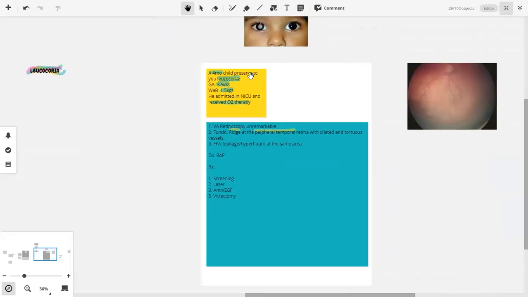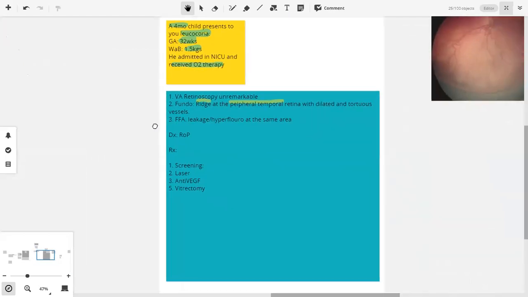So on the basis of this history and the examination finding of abnormalities at the peripheral part of the temporal retina, we will have our diagnosis of retinopathy of prematurity. How do we prevent this disease? We prevent this disease by regular screening of neonates, especially those who receive oxygen therapy, even if they're not premature. Any at-risk child who comes, we screen them.